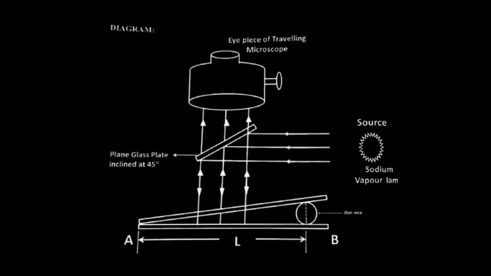So from the diagram you can see that an air wedge is placed under a traveling microscope's eyepiece, and between these two there's a glass plate above the air wedge, and the glass plate is inclined at 45 degrees over the thin wire. So you might remember from the Newton's rings experiment that a similar glass plate was used.